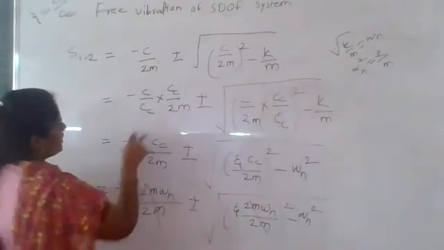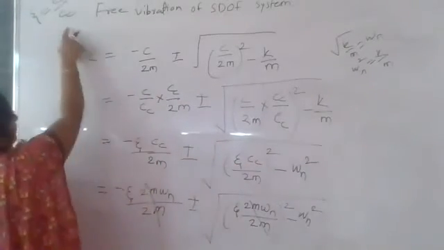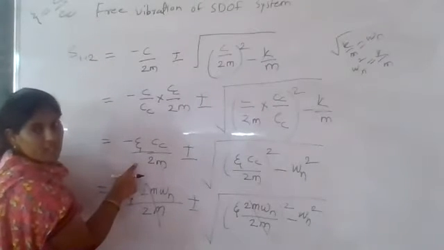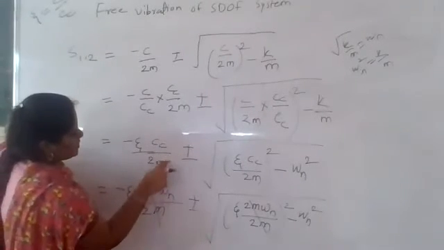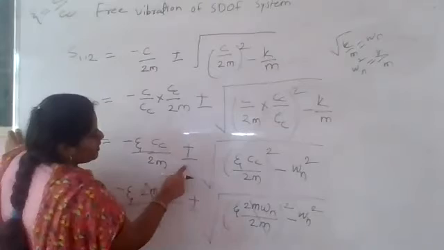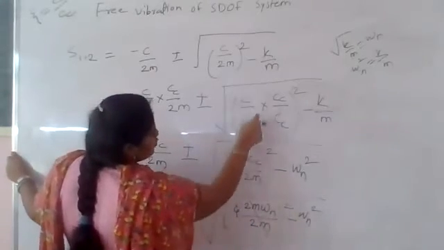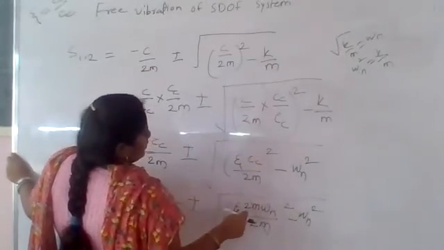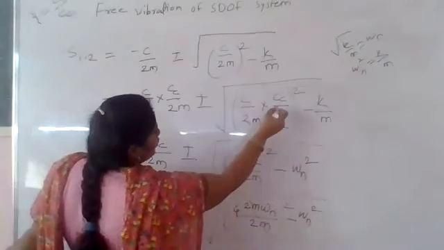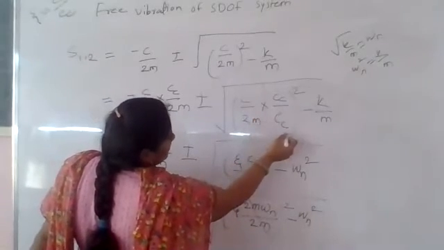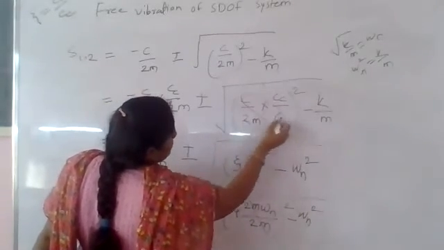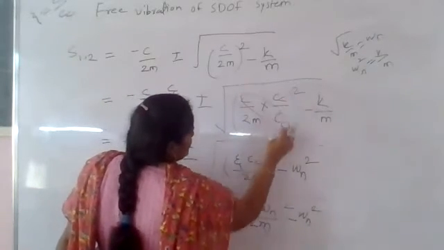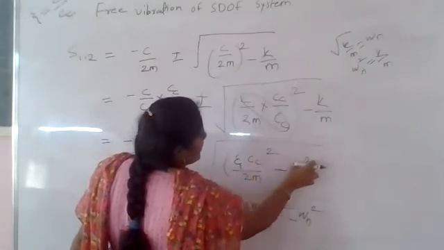Next step, you see that C by Cc we will get here, and based on this C by Cc, that terminology is known as zeta, into Cc by twice m, plus or minus root of that Cc by twice m, into Cc by Cc. That terminology will become zeta divided by twice m into Cc bracket square minus omega n square.